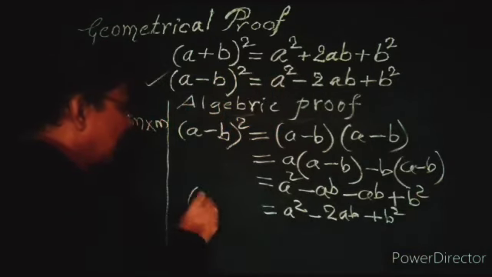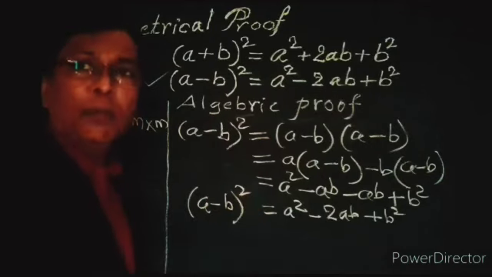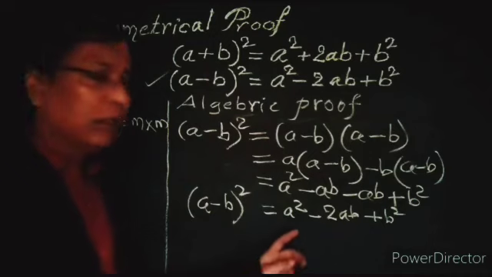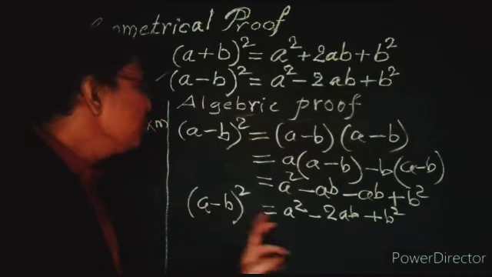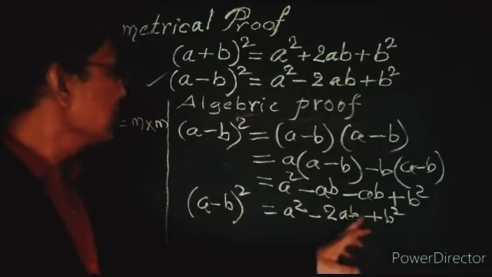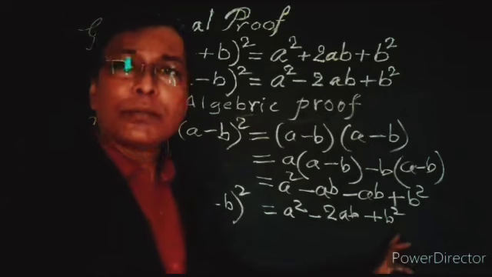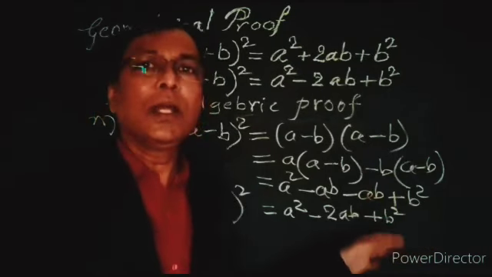So this is the proof for (a minus b) whole square, that is first term square minus 2 times the product of first and second terms plus second term square. Now let us see the geometrical proof for this identity.